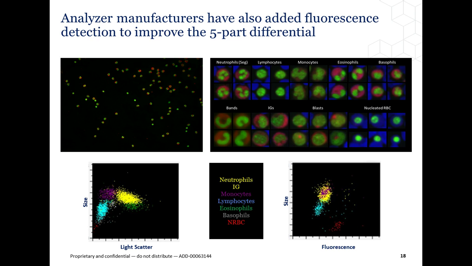The lower left image and lower right image are scatter plot results combining light scatter and fluorescence detection, identifying the cells listed in the bottom image in the center. So from this one single dilution, we can manifest a complete 6-part diff, actually 7 if you're including the NRBC.